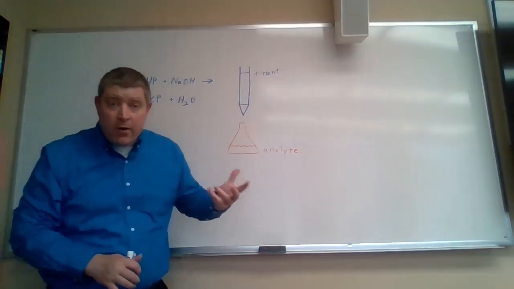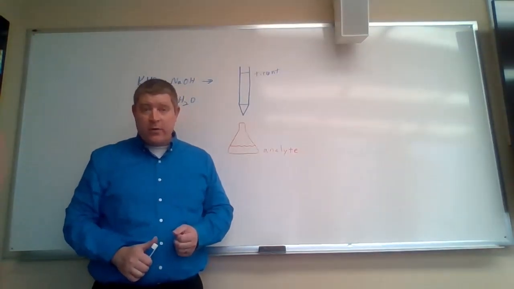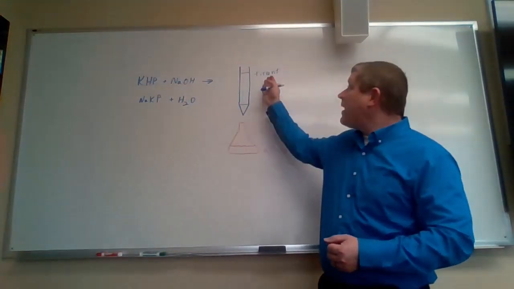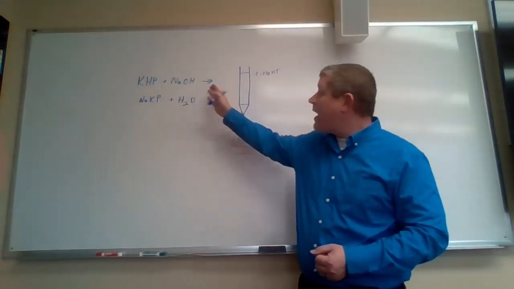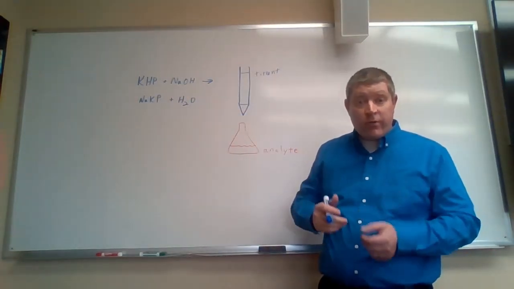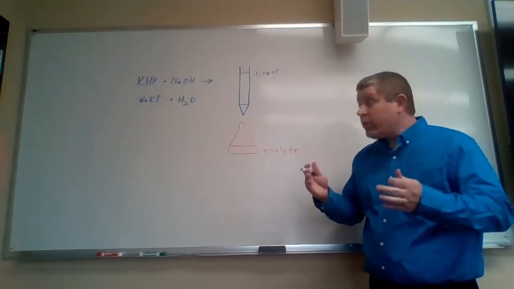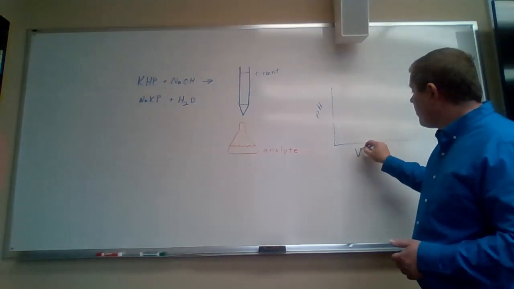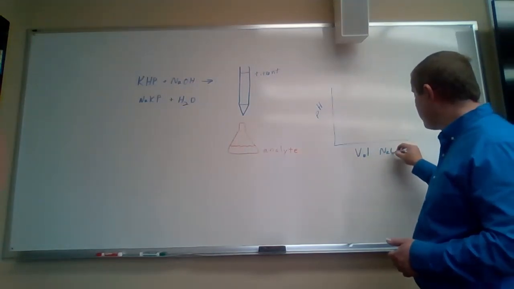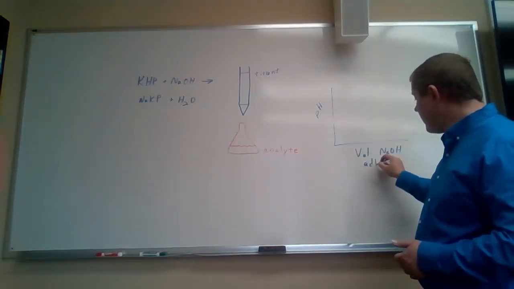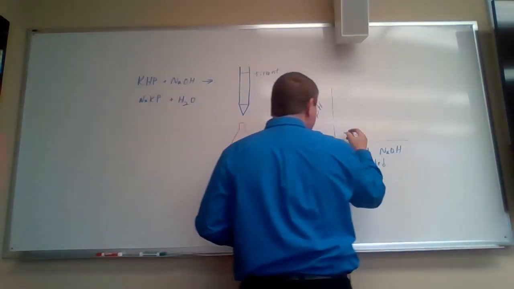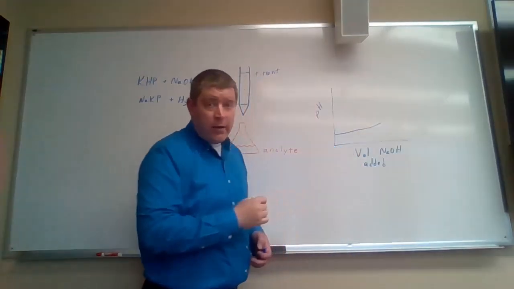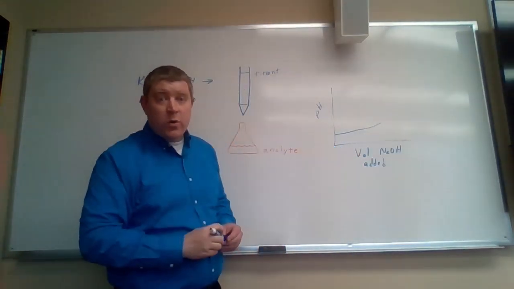We can then monitor the pH using a pH sensor, and we'll observe the change in pH over the course of the reaction. So as we add volume of titrant, as we add sodium hydroxide, we will observe the pH. So again, we're starting out with an acid in there. So if we plot pH versus volume of sodium hydroxide added, we should start out with a low value, and we'll slowly see the pH rise until we get very close to the equivalence point.